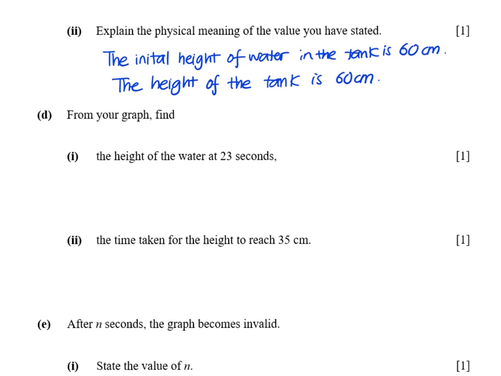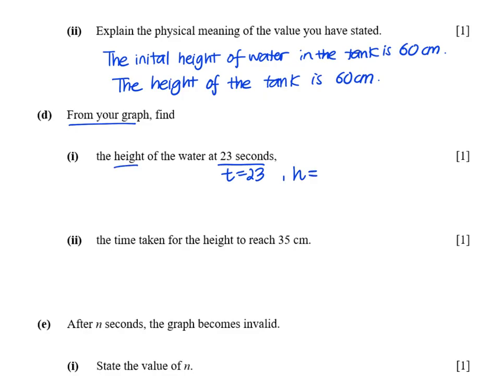From your graph, the question says from your graph, that means they don't want you to do the calculations and you have to show the working by putting in the dotted lines to show that you are reading it from the graph. Find the height of the water at 23 seconds. What is 23 seconds? This means t is equal to 23. So when t equals 23, find the height of the water. So find the value for h. So the height of water is how many cm?